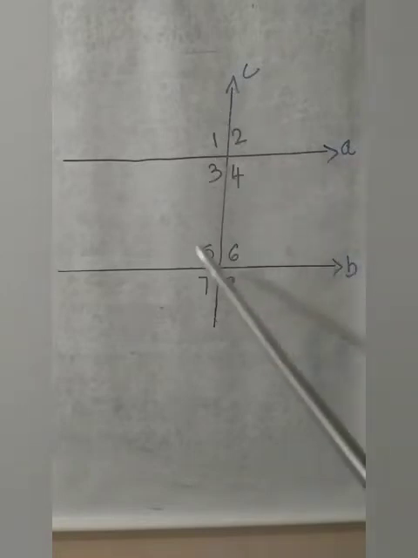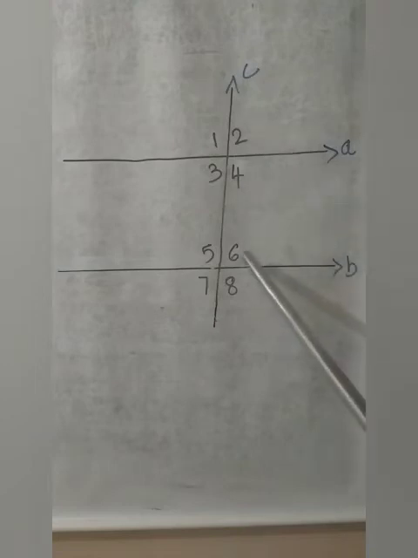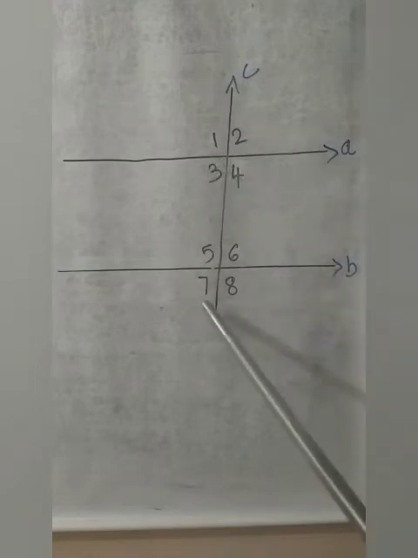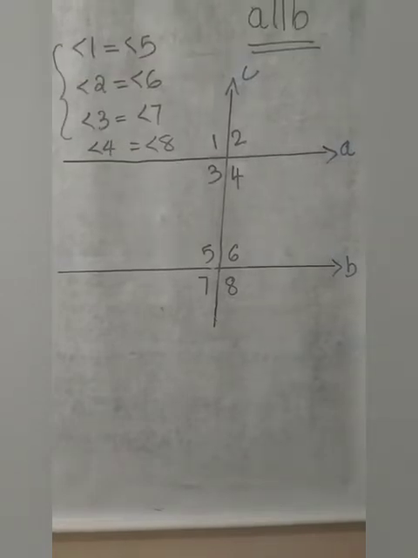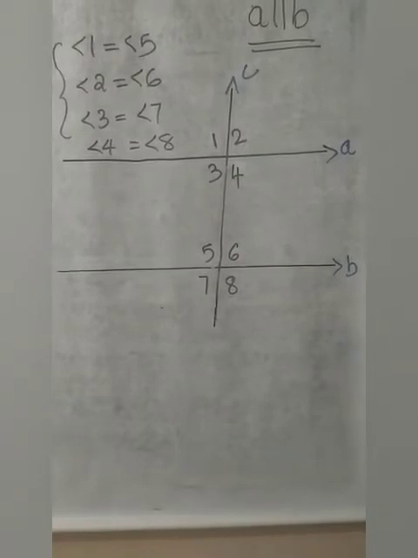Angle 1, angle 5. Angle 2, angle 6. Angle 3, angle 7. Angle 4 and angle 8. These are the four pairs of corresponding angles. When the two lines are parallel, these corresponding angles are equal. All the corresponding pairs of angles are equal. When the two lines are parallel, each set of corresponding angles are equal.